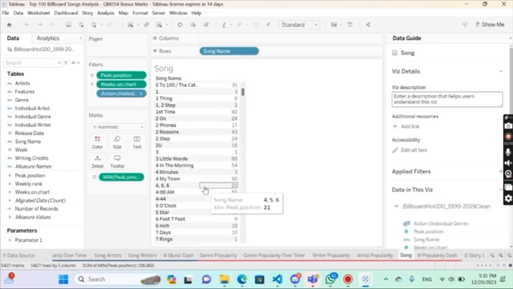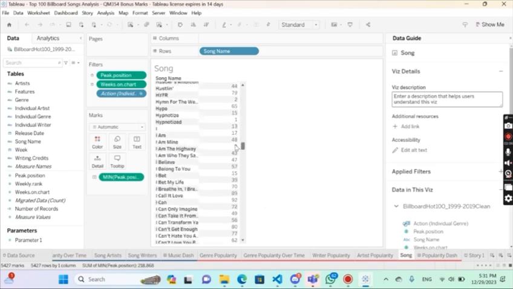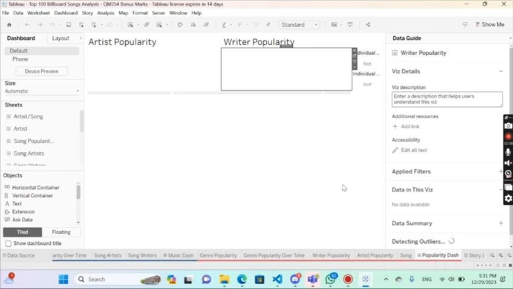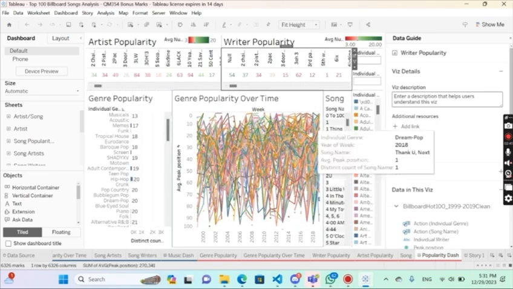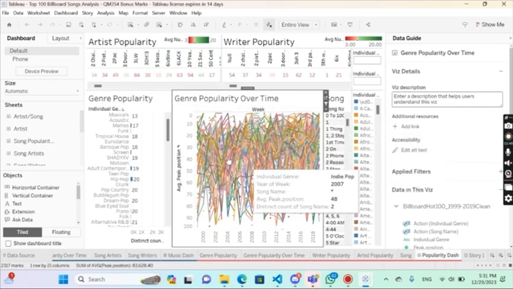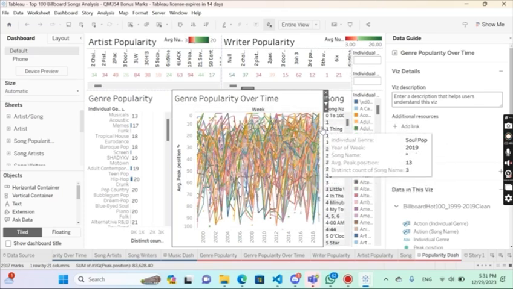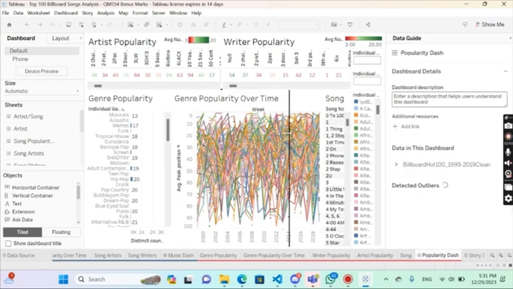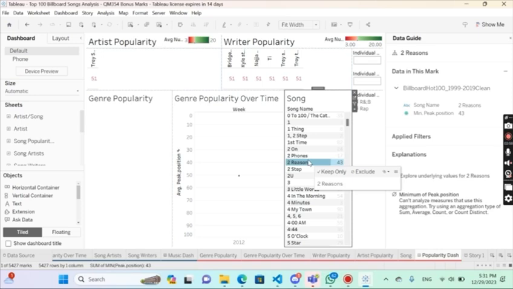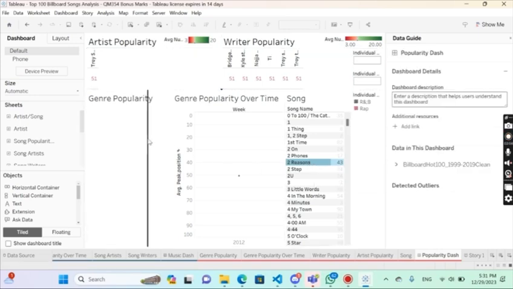Here are the songs, for example, the name of the songs. Here's the popularity dash. Yeah, I know it's a bit too much, but it's the specific data. For example, the songs. Let's go for Two Phones or Two Reasons. It specifies the data for Two Reasons only.